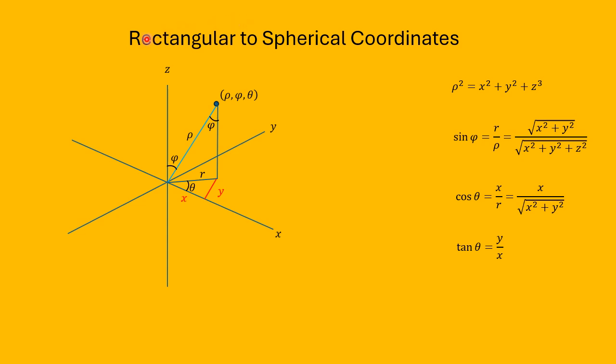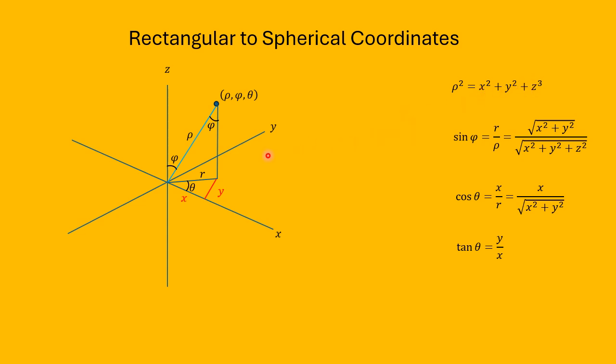Let's talk about converting from rectangular to spherical coordinates. Suppose we have this point with spherical coordinates rho, phi, and theta, and we want to know the rectangular coordinates x, y, z of this point. Well, looking at a couple right triangles, we can easily see that rho squared equals x squared plus y squared plus z squared. Taking square roots, we would have rho is the square root of this stuff.